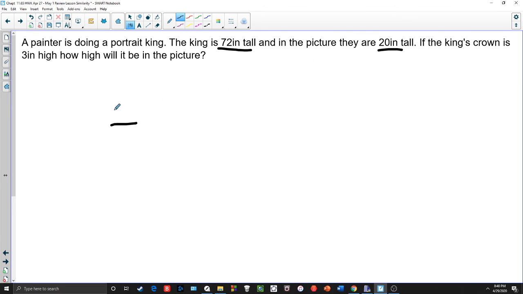So that means my scale factor is going to be 72 to 20. This is the actual height of the king versus the picture height of the king. Now, if you notice here, this time the bigger number is on top, and it really doesn't matter whether it's on top or bottom as long as your fractions are consistent, which is why I label it off to the side here. Actual king, picture king. So that means the actual crown is 3 inches high. The picture crown, we don't know, so it's going to be x inches high.